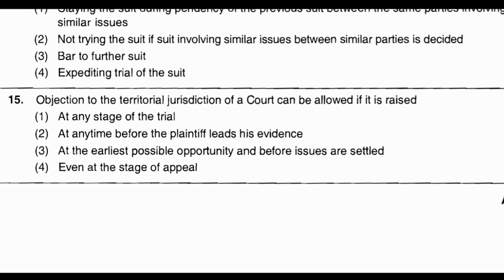Now question number 15. Objection to the territorial jurisdiction of the court can be allowed if it is raised, option number 1, at any stage of the trial. Option number 2, at any time before the plaintiff leads his evidence. Option number 3, at the earliest possible opportunity and before issues are settled. And option number 4, even at the stage of appeal. And the correct answer is option number 3, at the earliest possible opportunity and before issues are settled.